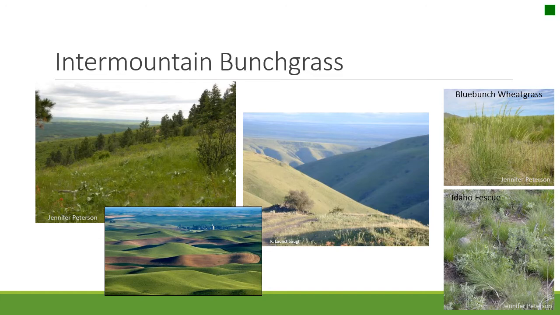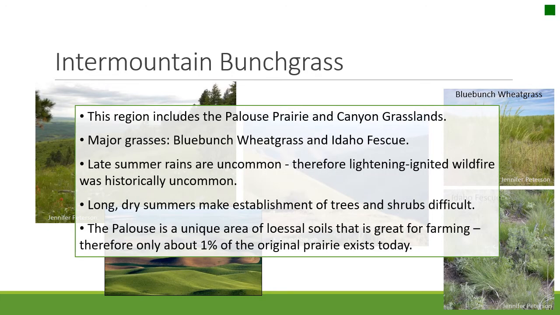Intermountain bunch grass would include the Palouse prairie on the left there and the canyon grasslands in the middle. Of course, many of these regions, if they're not topographically difficult, become farmland. And so in the bottom, we have the Palouse prairie that has been converted to farmland. The plants that would be dominant in the intermountain bunch grass are bluebunch wheatgrass and Idaho fescue. Some of the regions we've already talked about would be the Palouse prairie and the canyon grasslands. Again, these ecoregions are all characterized by bluebunch wheatgrass and Idaho fescue.